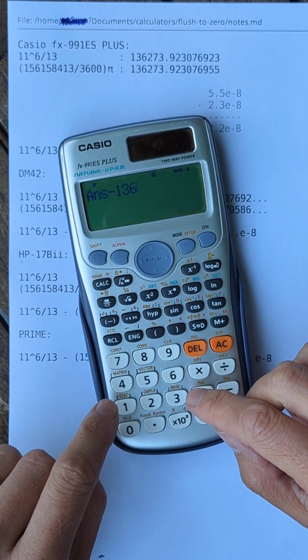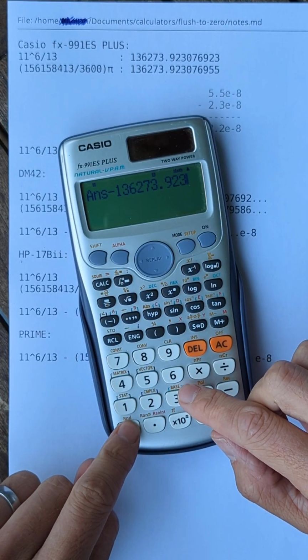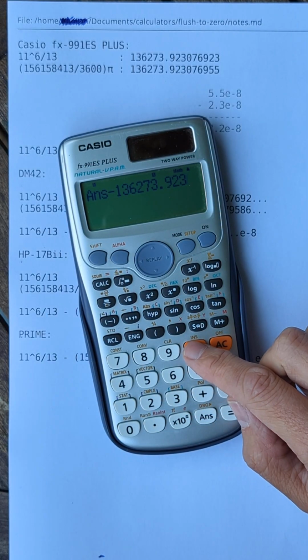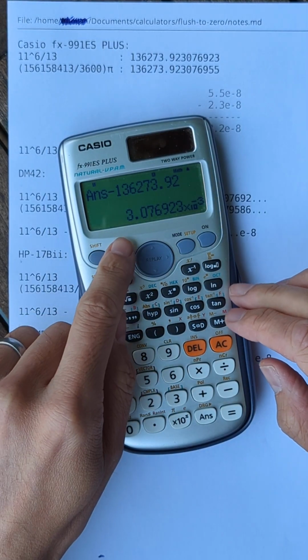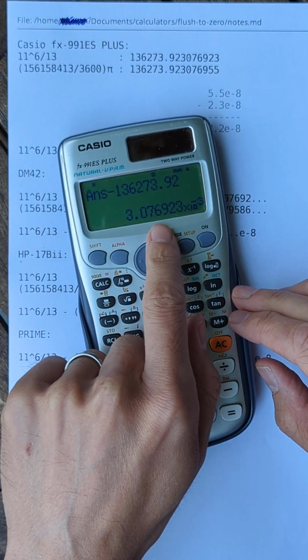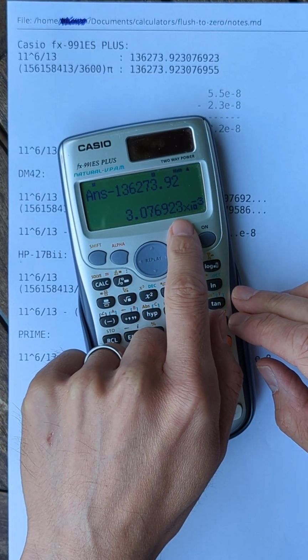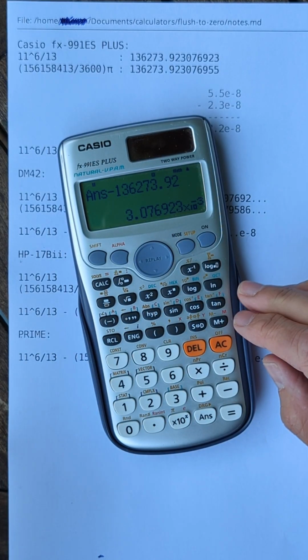So minus 136,273.9230. No, hang on, let's just do 92 and have a look at that. So yeah, it's 307. So it said 77 on the display there, but it's actually 76923, and that gives you the full 15-digit precision.